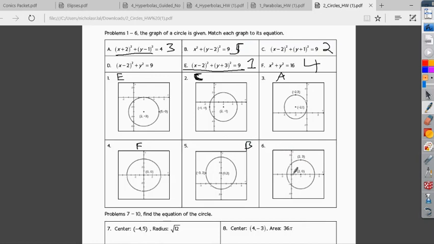With 6, we have a center of 2, 0, meaning that x minus 2 squared plus y squared is equal to a radius of 1, 2, 3, which is 9. So that means 6 is associated with d, and d is associated with 6. So that's 1 through 6.